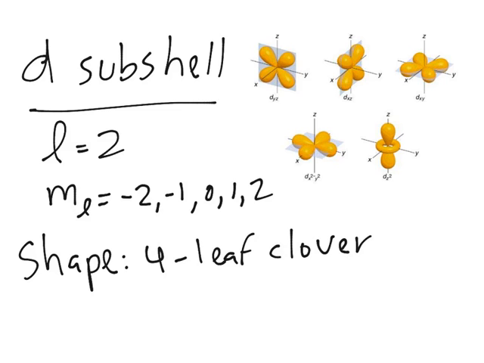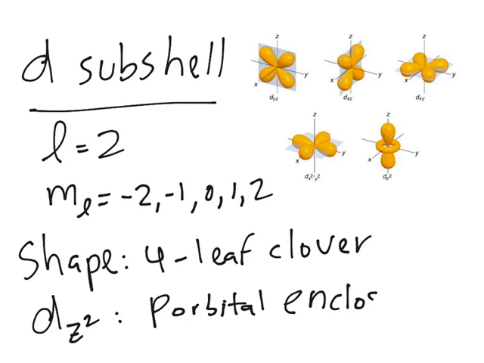except for dz squared, which simply looks like a p orbital, or dumbbell or bow tie, with a ring, so it's enclosed in a ring. Their names will be dyz, dxz, dxy, dx squared minus y squared, and dz squared. Depending on which two axes they occupy, their name will come. And that is our d subshell.